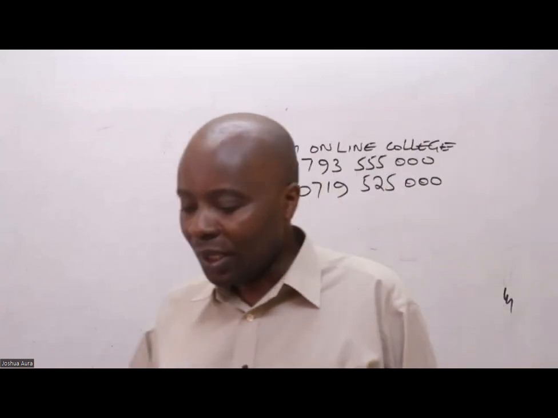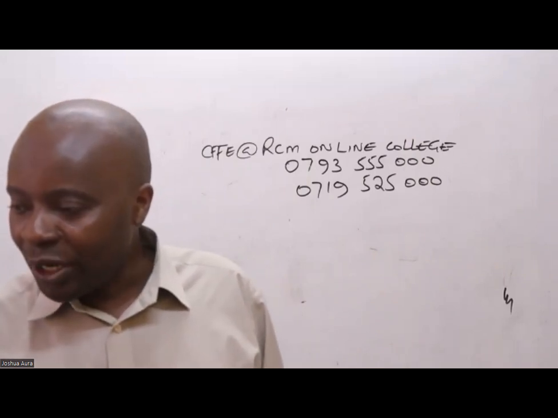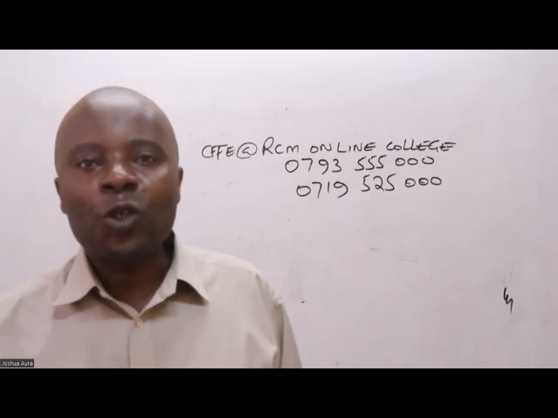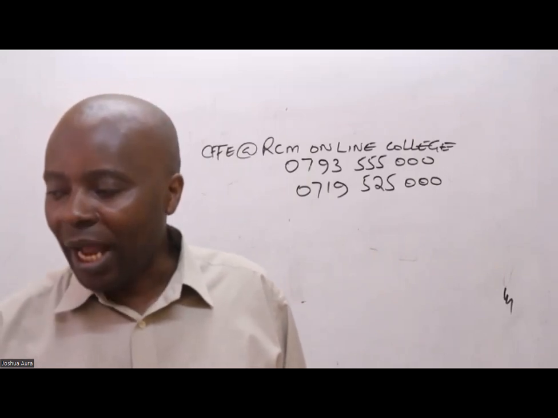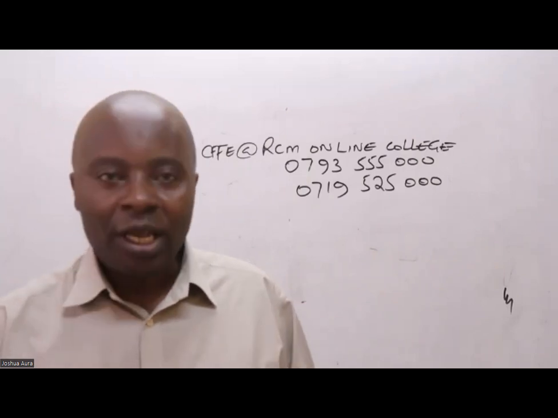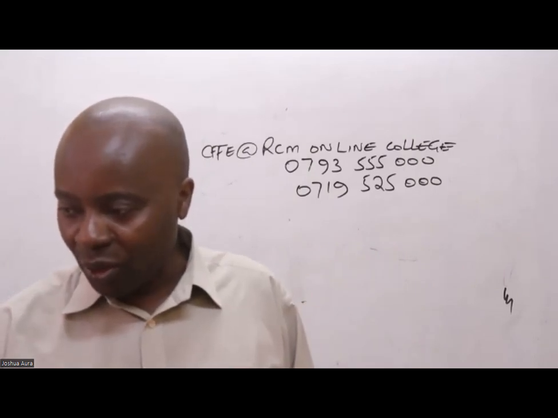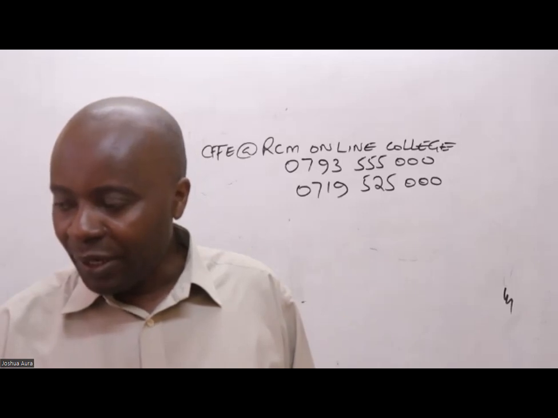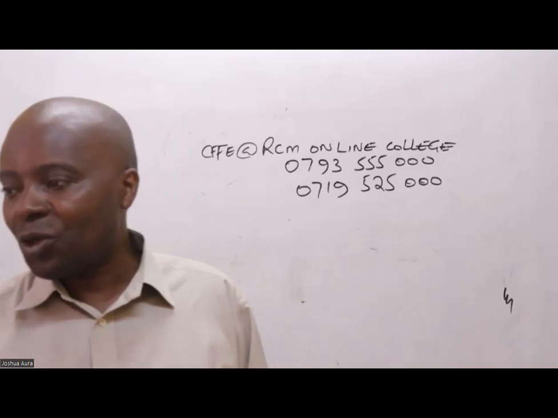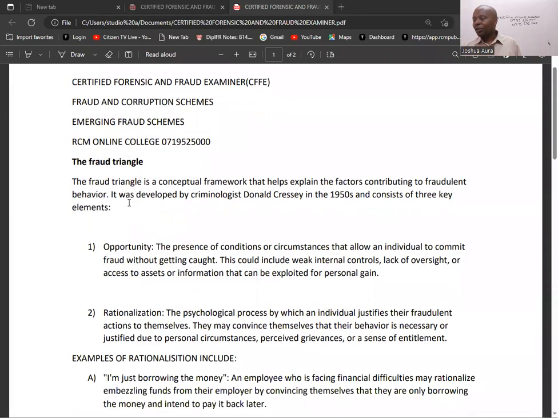Great. And today, under fraud and corruption schemes, I would want us to look at what we call the fraud triangle. In the fraud triangle, what are we supposed to master really? You see, a triangle has got 3 corners. A triangle has got how many corners? 3 corners. It'd be very important for you to understand why we are talking of this tripartite concept here.